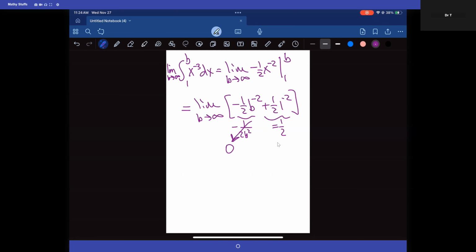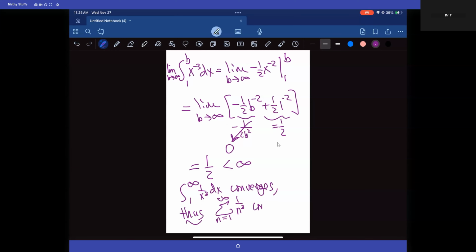And what I see is that this limit is a half. That is finite. Since it is finite, this integral converges. And by the integral test, thus, this series converges as well.